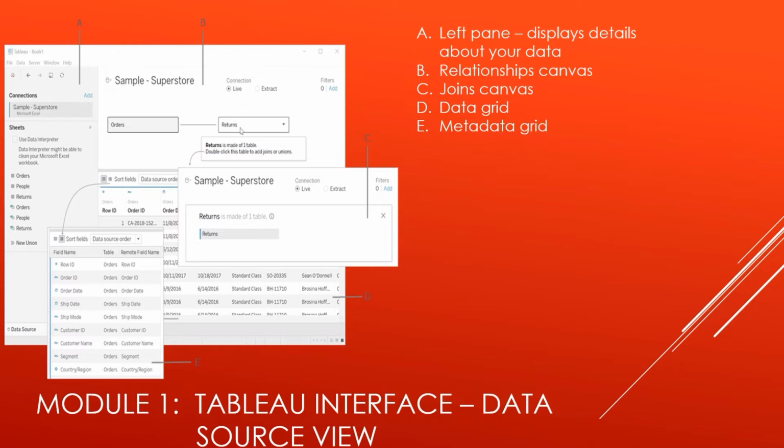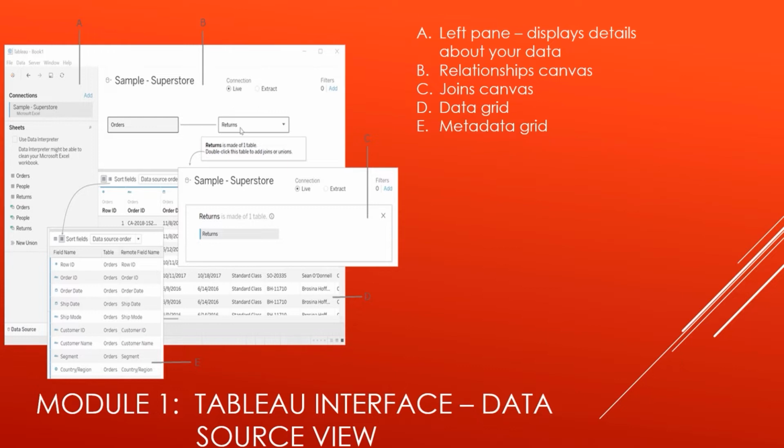So we've seen this view several times when we have been connecting to our data sources so far. But I want to do a deeper dive, just so you get familiar with what things are called as you work in Tableau. On the left side of the screen, where you have the letter A, that is known as your left pane. It displays details about your data. So it's letting you know what connection is there, what sheets are there, and so on.